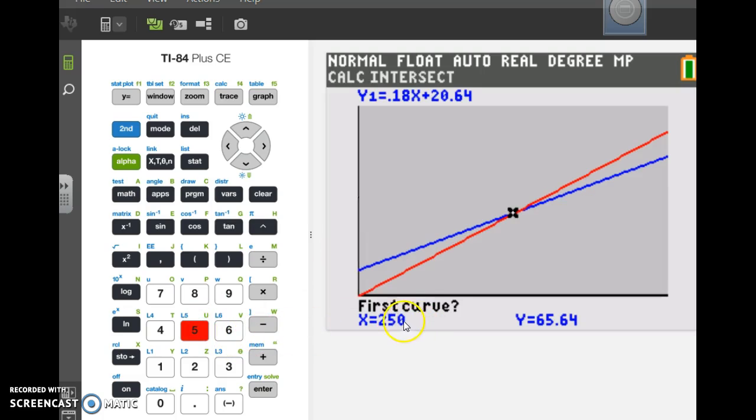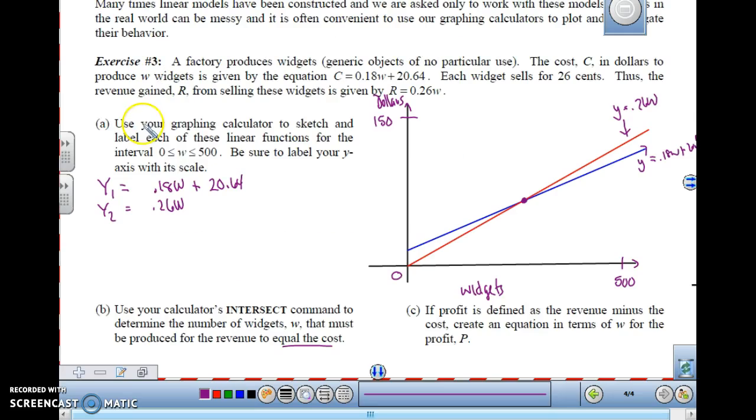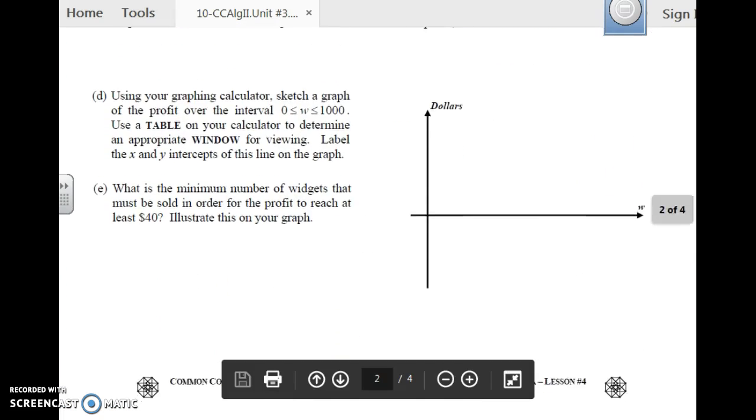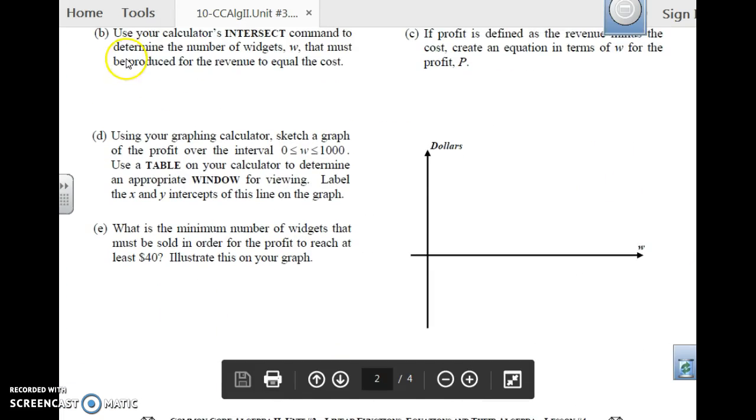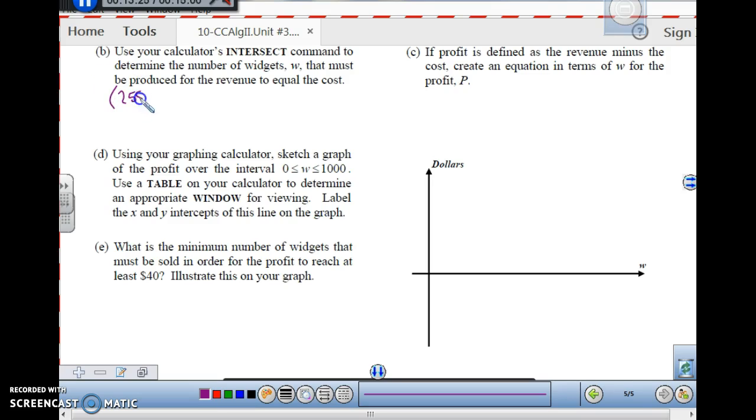All right, and this is asking me, it's on the blue graph. Is that the one I want to use? Yes. Enter. Then it jumps to the red graph. Is that the one I want to use? Yes. Am I sure? Yes. Press enter one more time. So I get the intersection of x is 258 and y is 67.08. There we go. That's my intersection point.